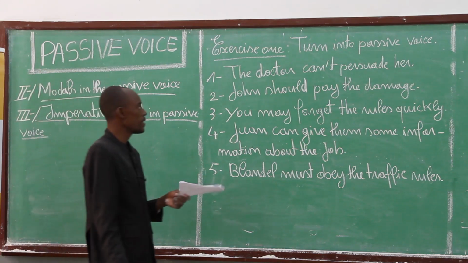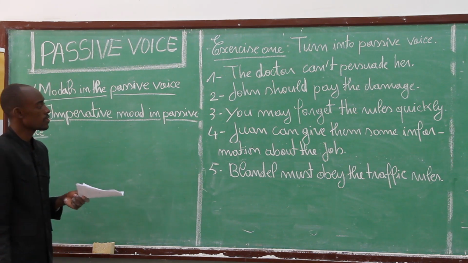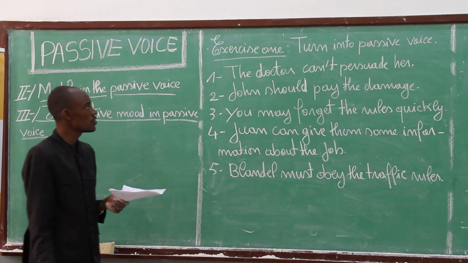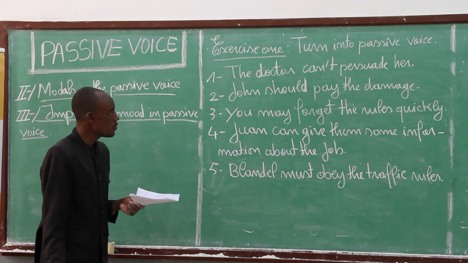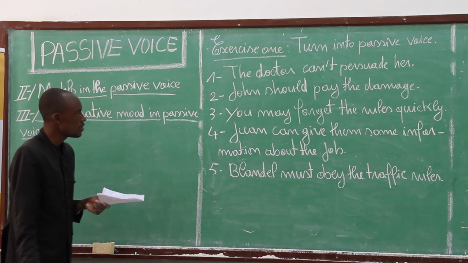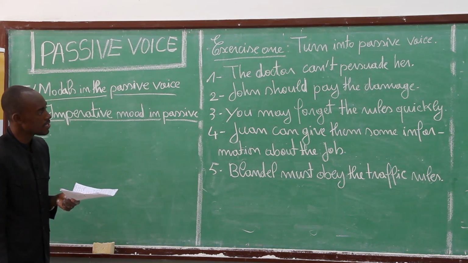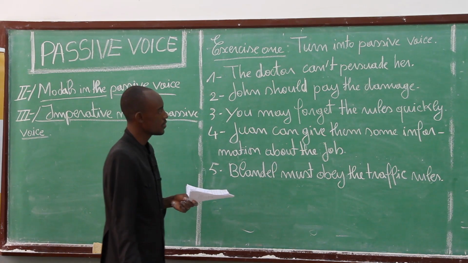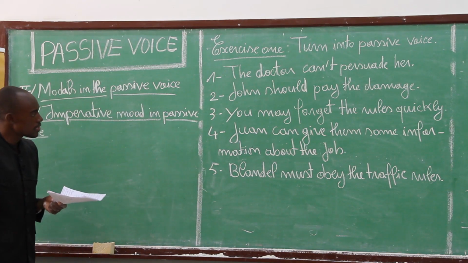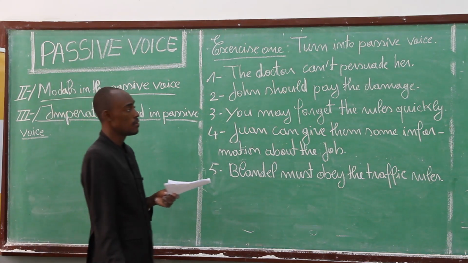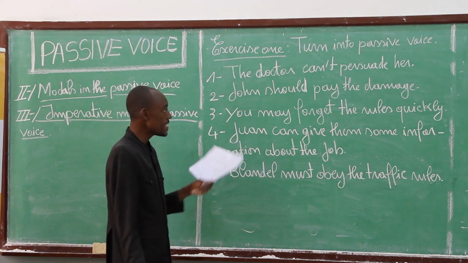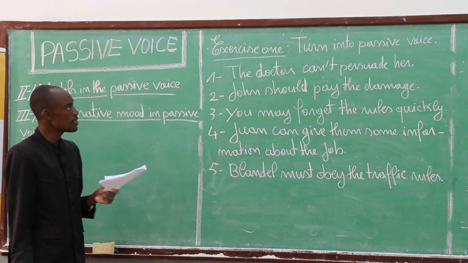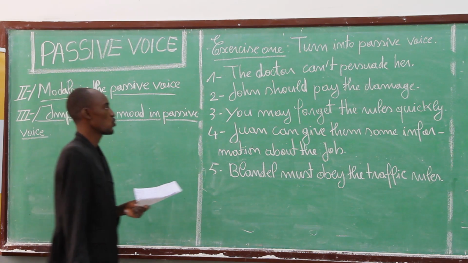Okay, let's correct them. Exercise. The doctor can't persuade her. John should pay the damage. You may forget the rules quickly. Joanne can give them some information about the job. Blondel must obey the traffic rules. Now here we notice that in each sentence we have a modal verb. Now let's turn these sentences into passive voice.